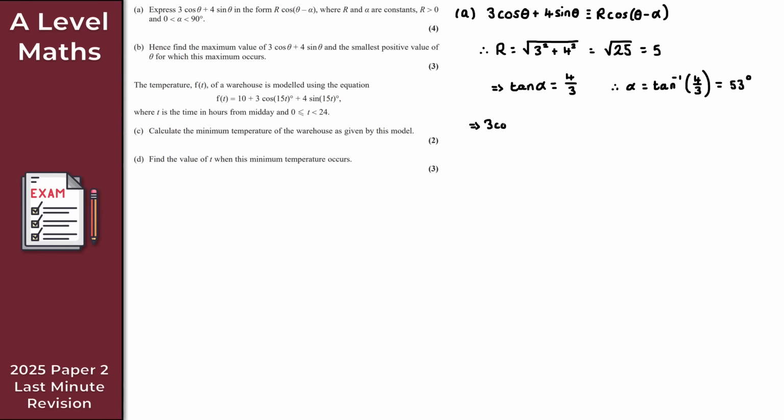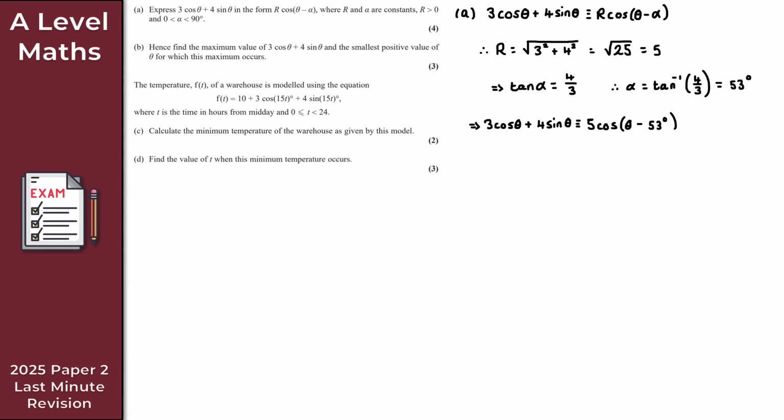So 3 cos theta plus 4 sine theta is identical to r cos of theta minus alpha. So r is 5. We get 5 cos of theta minus alpha, where alpha is 53, so minus 53 degrees there. Good stuff. So that gives us the solution there.